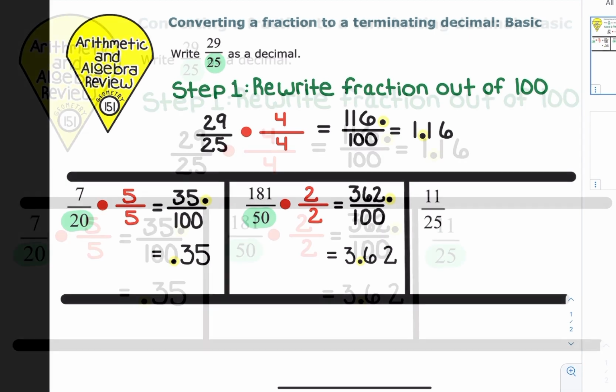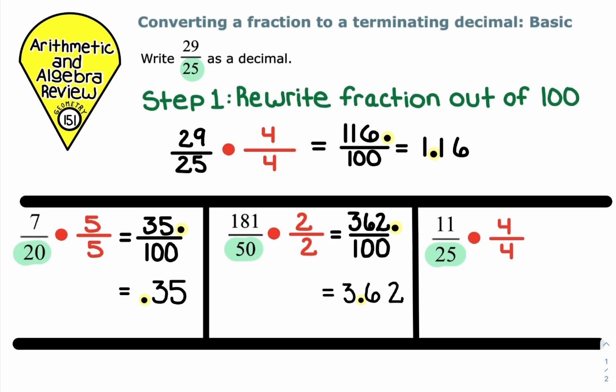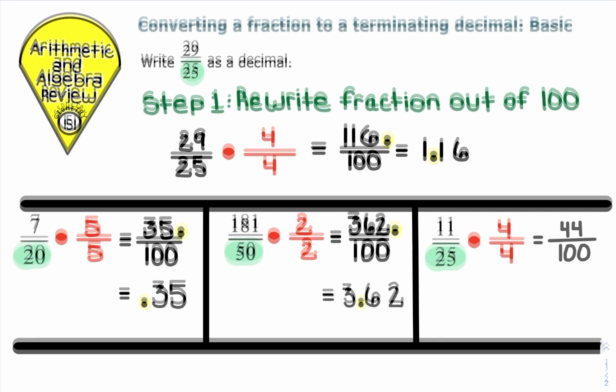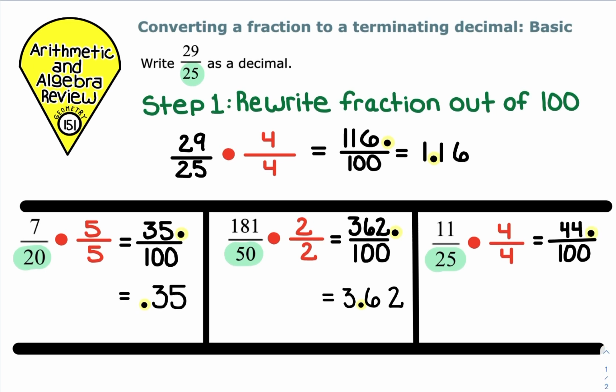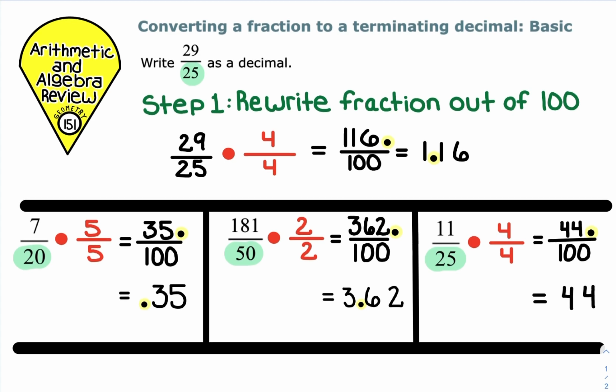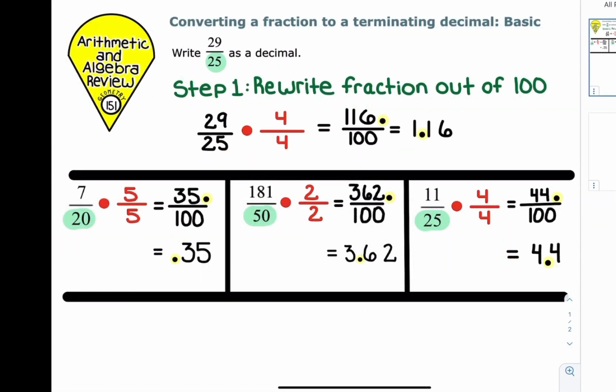One more example. 11 over 25. To force that denominator to be 100, I would multiply by 4. So multiplying by 4 over 4, multiply across, we get 44 over 100. The decimal there is at the end, so let's move that decimal backwards 2 places when we divide by 100. So we end up getting 0.44.